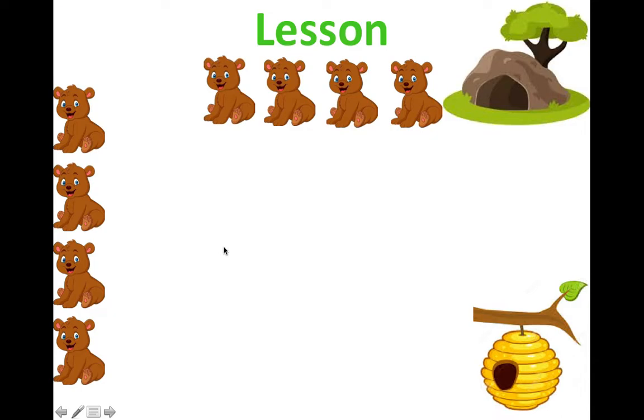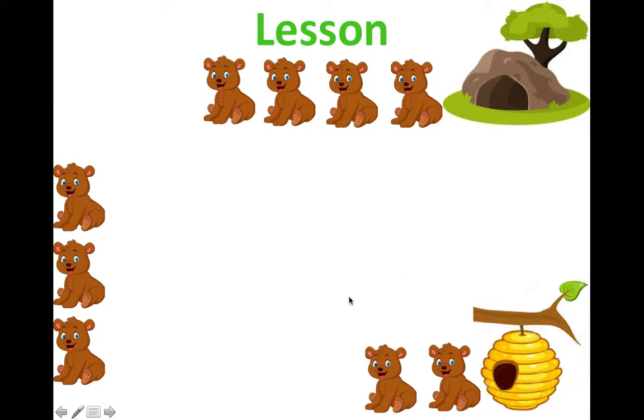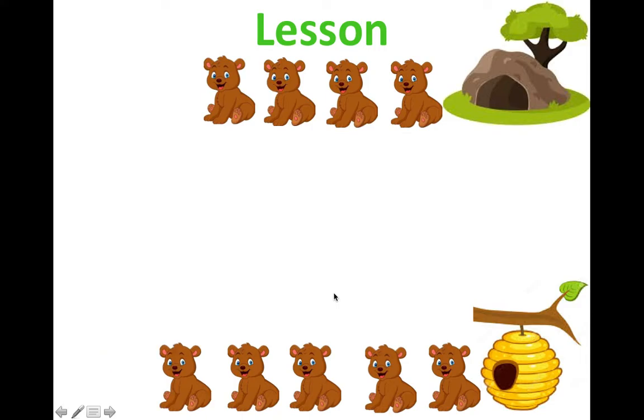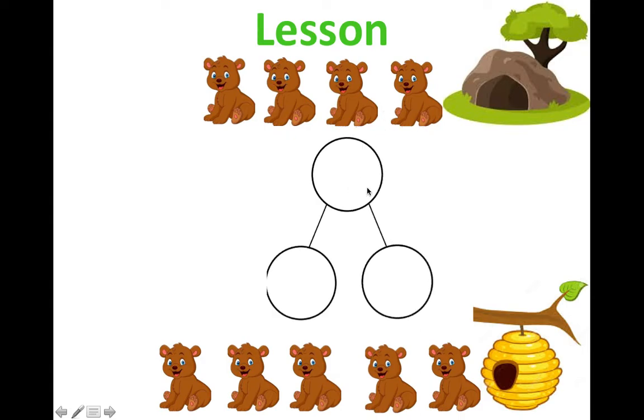So I have 1 that comes to honey, 2 that come to honey, 3 that come to honey, 4 that come to honey, and 5 go to honey. So I have 5 bears that go for honey and 4 bears that go for the cave. Now we're going to see how it looks in our number bond.